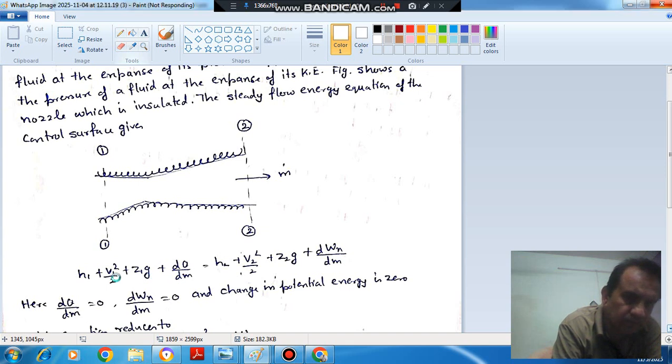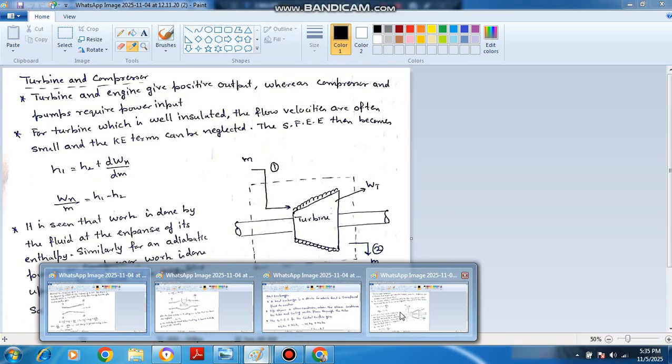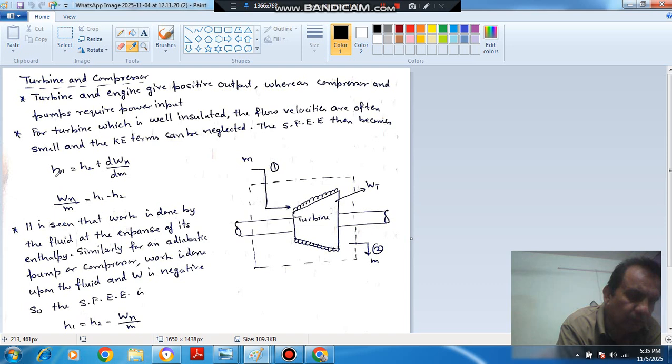And if we assume that at the inlet and outlet the velocity is the same, then V1 will be equal to V2. So then the equation will reduce to h1 here and h2 here, with work here, because Q, Z1, V1 will cancel out. This dWx by dm can be written as Wx by m. So this is the work done per unit mass, which is equal to the change in enthalpy. h1 is your inlet enthalpy, h2 is your outlet enthalpy.